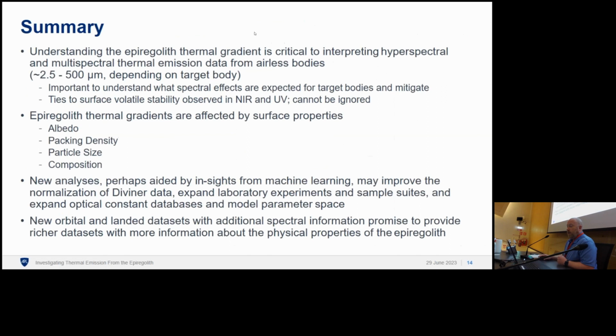So in summary, we see these thermal gradients. We've been observing them through observations and laboratory experiments and models, and we're really trying to understand how all these different surface properties are affecting them. And there are a number of different ways in which we're continuing to work on this. One of the things we're really excited about is bringing in some machine learning techniques. These are needed because of these additional new data sets that are going to be coming in just a few years. Thank you.